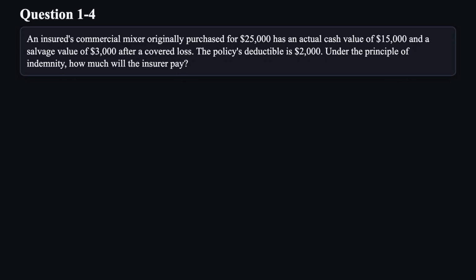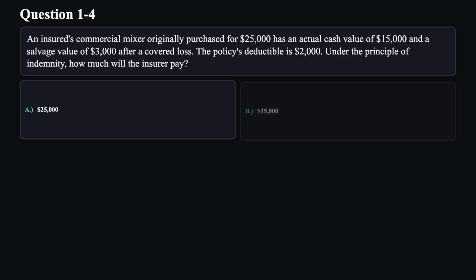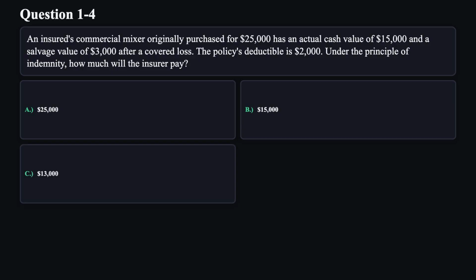Question 4. An insured's commercial mixer originally purchased for $25,000 has an actual cash value of $15,000 and a salvage value of $3,000 after a covered loss. The policy's deductible is $2,000. Under the principle of indemnity, how much will the insurer pay? A. $25,000. B. $15,000. C. $13,000. D. $10,000.